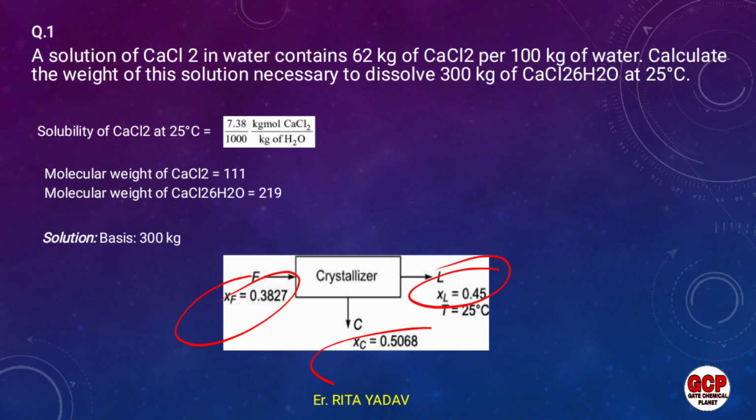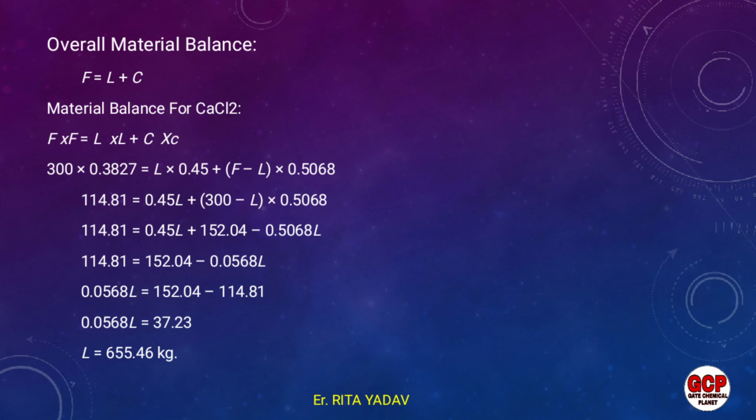Okay, it is very easy, and XC. So we will have the values of XF, XL and XC. We are taking here the basis, which is 300 kilograms of calcium chloride 6H2O at 25 degrees Celsius. So XF is coming 0.3827, XL is coming 0.45 and XC is 0.5066. So on the basis of this, we can apply easily the material balance now.